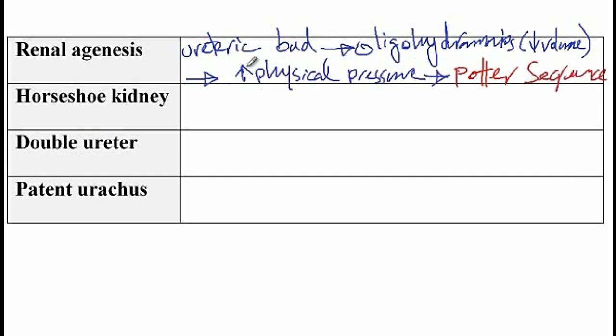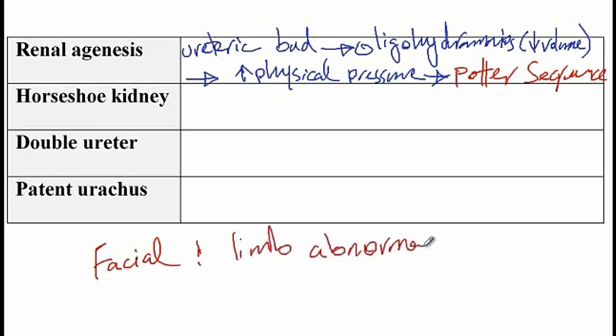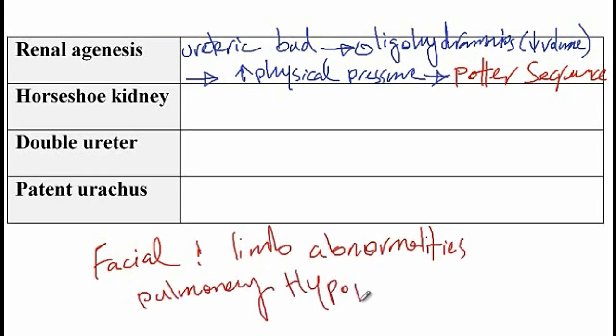So since there is increased physical pressure on these children, there would be facial and limb abnormalities, as well as pulmonary hypoplasia. So these children will die immediately after birth due to respiratory failure.